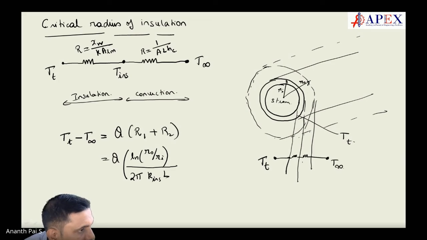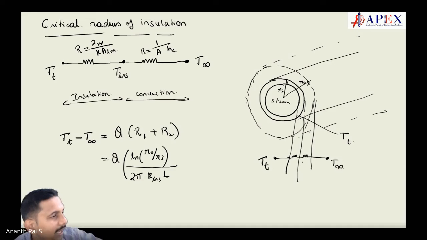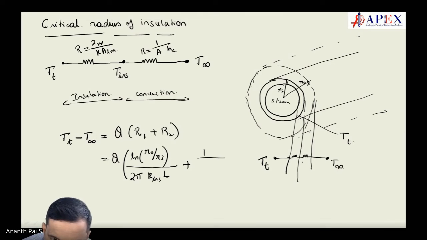Yes, right? Area. It comes in all the area, correct. Very good, good information. 1 by HA. What area will come? 2 pi R naught into L comes, that. So this would be 1 by 2 pi R naught into L into HC. Make sense? Correct now.